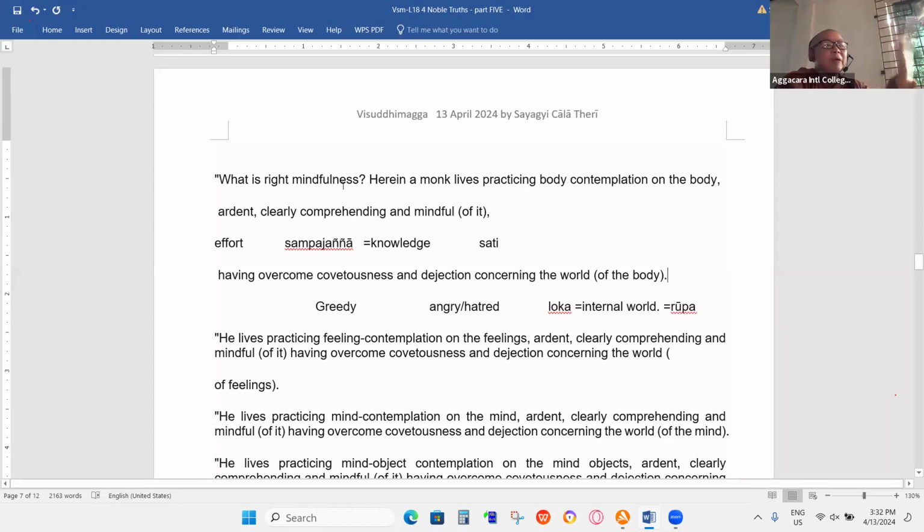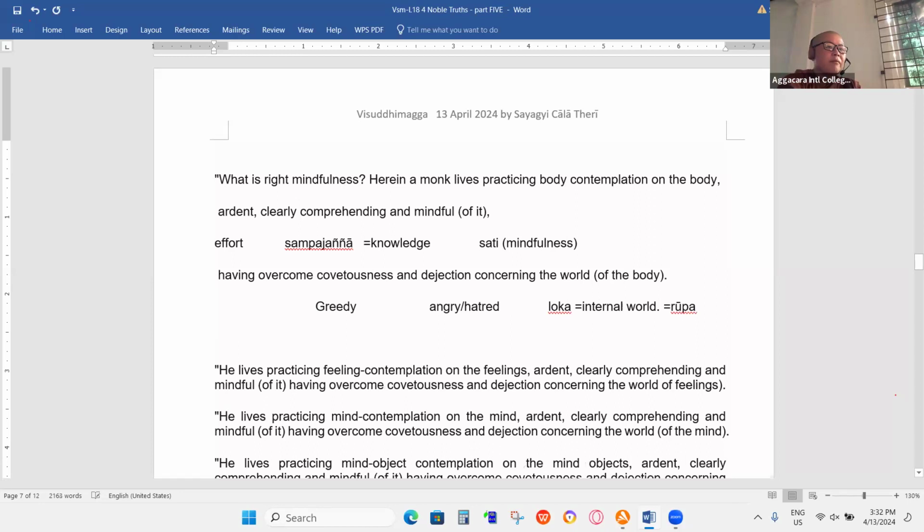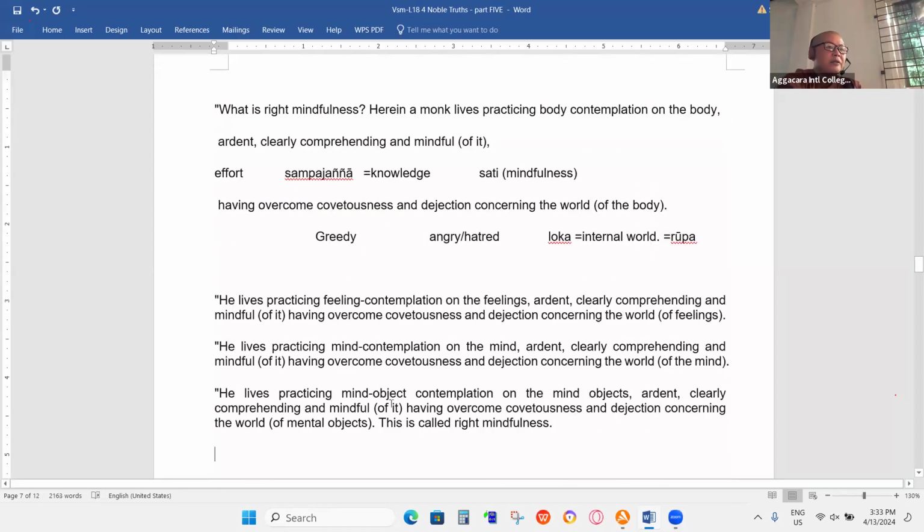So for you to have right mindfulness, you need to have effort, knowledge, and mindfulness. Sati means mindfulness. And then you can overcome greed and hatred. Then what is the object here? The object will be the internal world, that is your rupa, the body. Now you can see the sentence also repeats for the feeling. Then after that, the mind, then Dhamma. The object, the Pali word, is Dhamma.